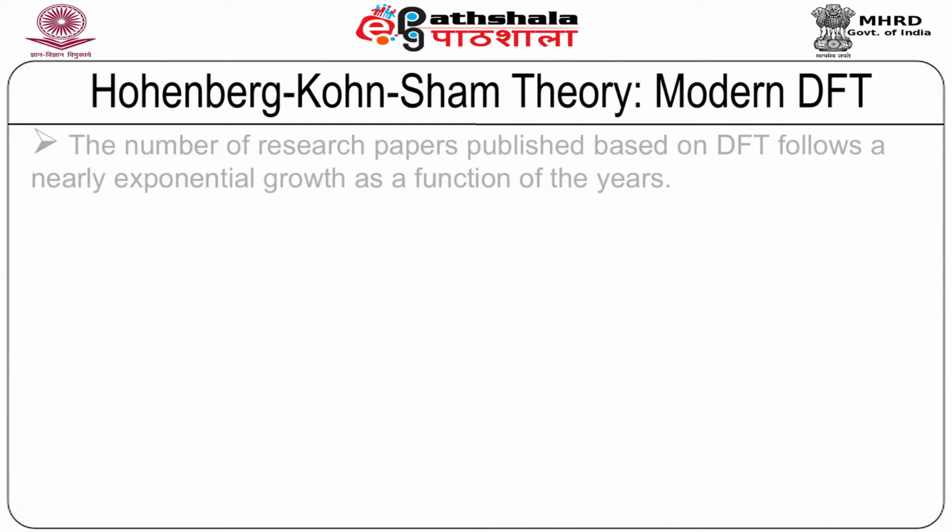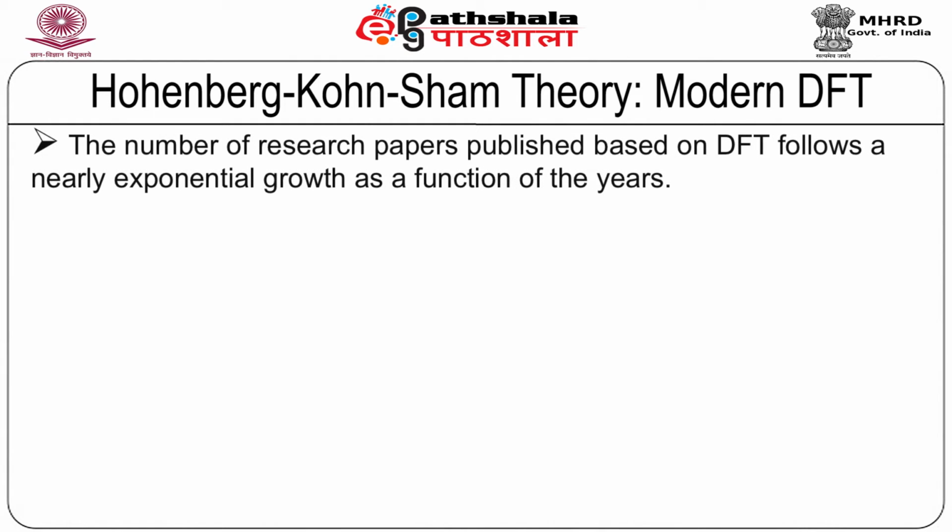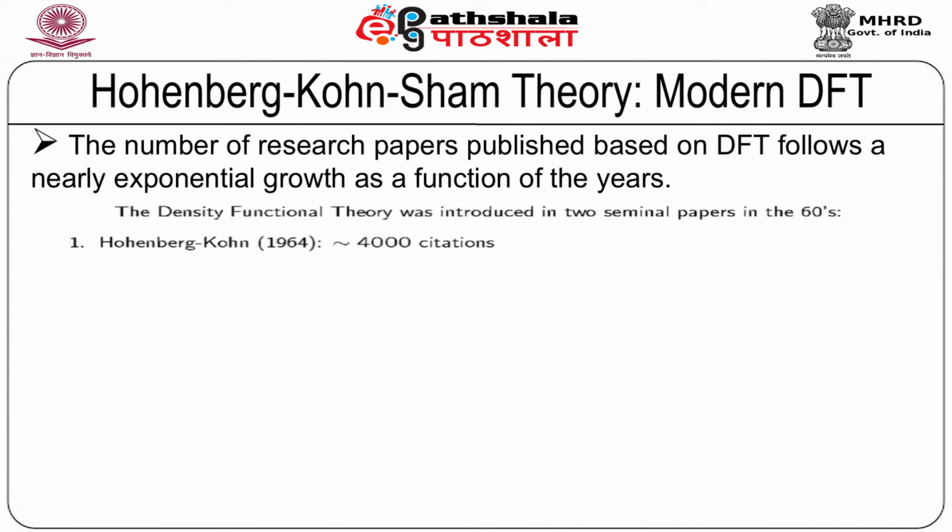As we have mentioned in the introduction, the number of research papers published based on density functional theory follows a nearly exponential growth as a function of the year. The density functional theory was introduced in two seminal papers in 60s. The first was that of Hohenberg and Kohn in the year 1964, which has exceeded 4,000 citations. The second one was that by Kohn and Sham in the year 1965, which has exceeded 9,000 citations.